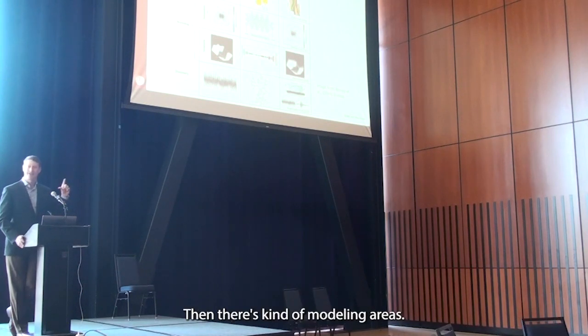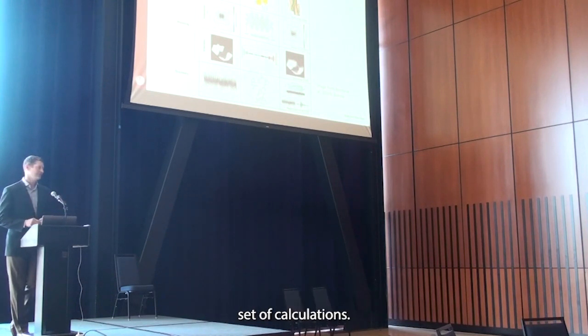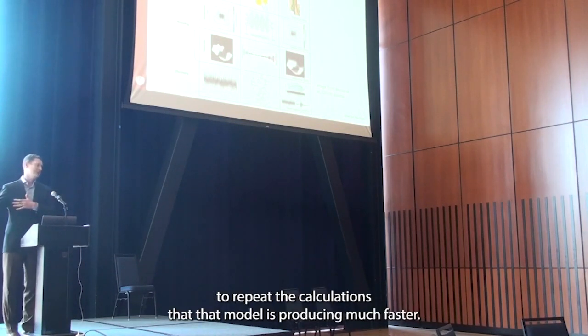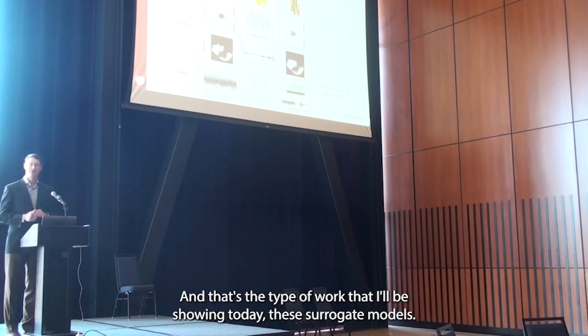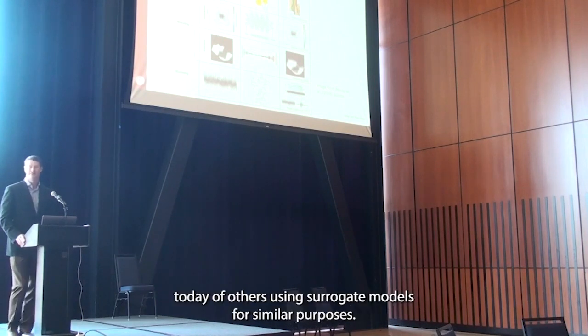Then there's modeling, and we all do a lot of modeling. One can be a forward simulation problem, where you've got a very expensive set of calculations. You run it a few times, and then you train a neural network or some other model to repeat the calculations, but much faster. That's the type of work I'll be showing today, these surrogate models. There were several great talks today of others using surrogate models for similar purposes.